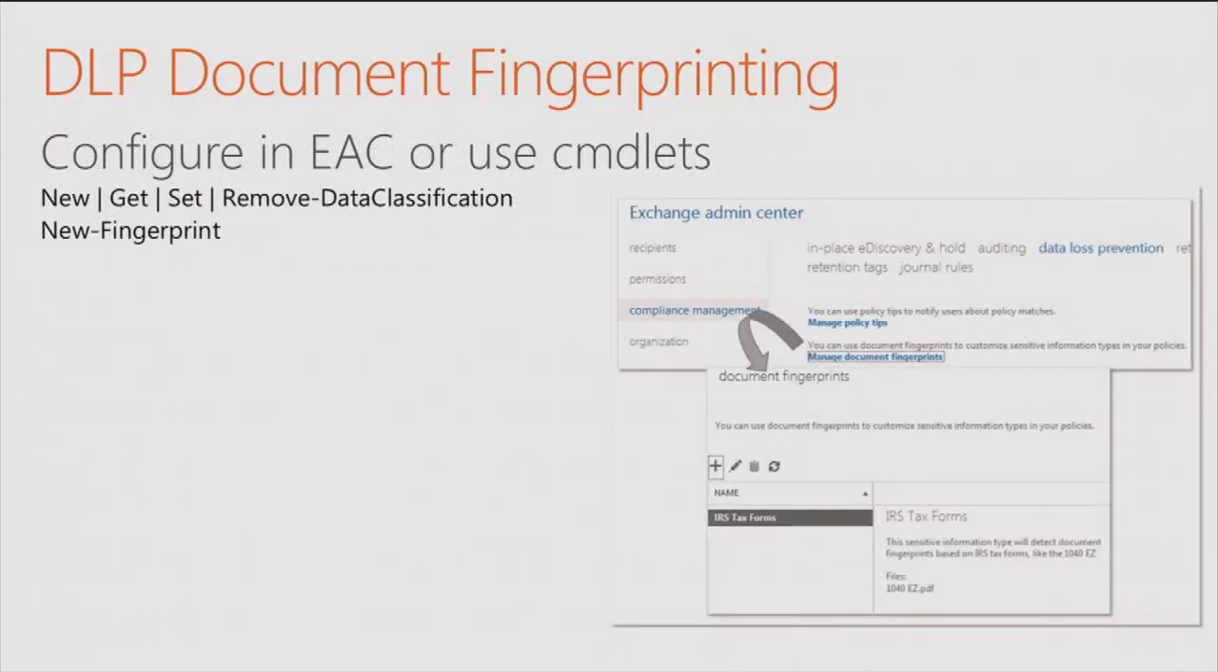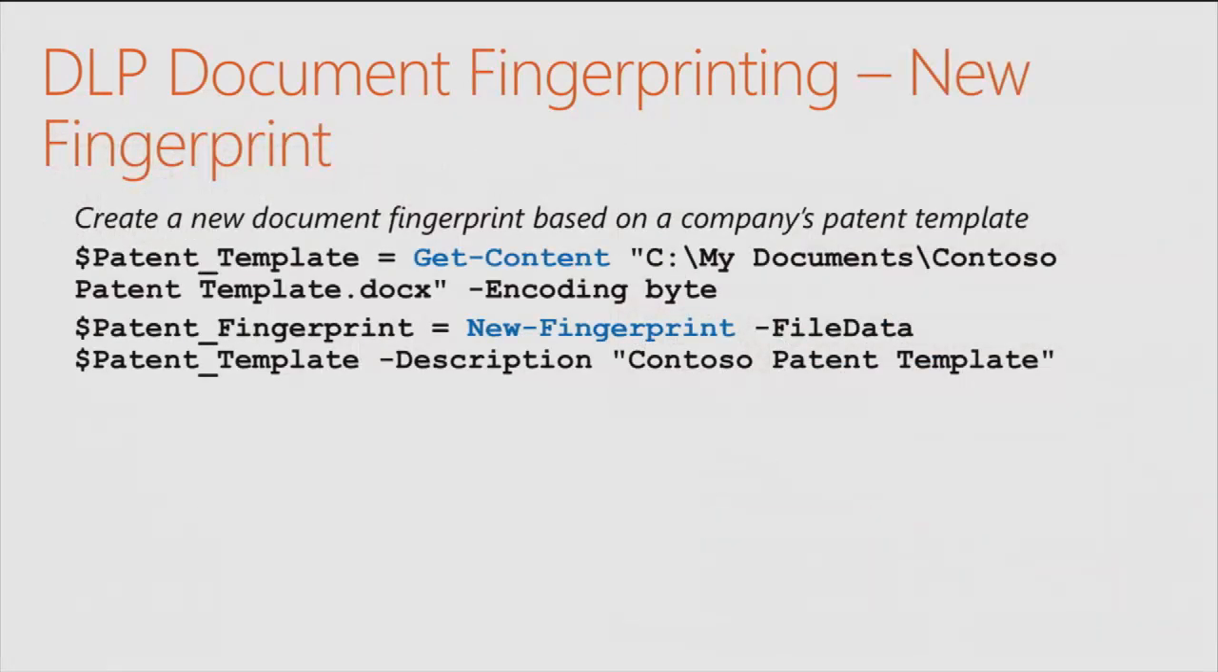If you haven't seen DLP fingerprinting, you can do that both through the EAC, or you can do it in PowerShell. I've got some PowerShell examples I'll show you in a minute. But really, there's just 2 commandlet sets that you'll be working with: the data classification commandlet set and the fingerprint commandlet set, so that you can create new fingerprints as well. And again, you can do that both in the shell or EAC. Here you can see it doing it in EAC. Here's an example of doing it in the shell. Okay, so here we're creating a new document fingerprint based on the company's patent template that is done in Microsoft Word. So that's a Word doc that we're importing there using the get content and then the new fingerprint commandlet set.